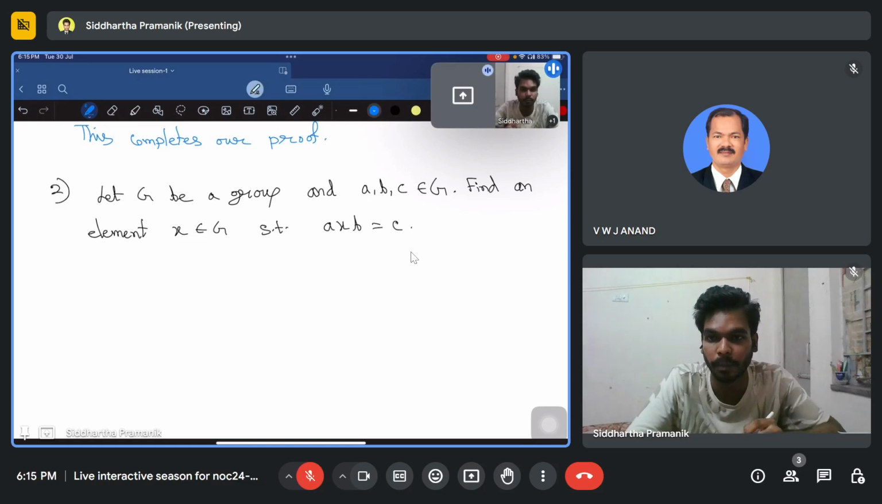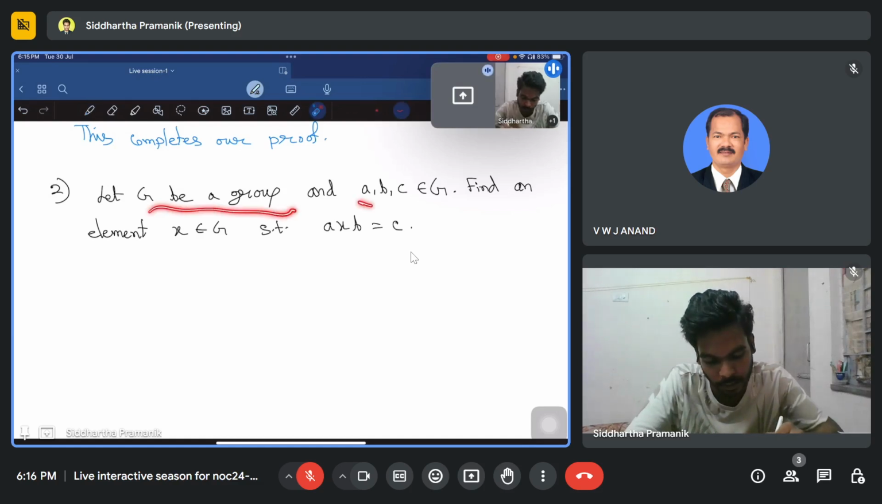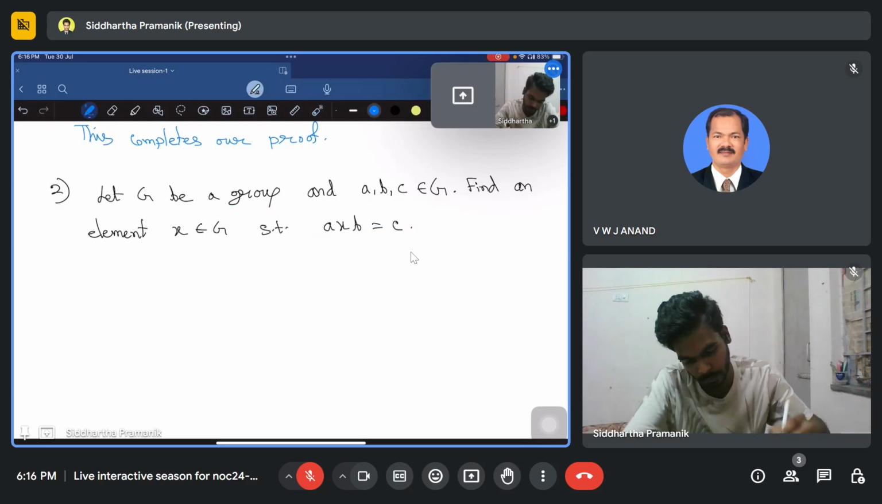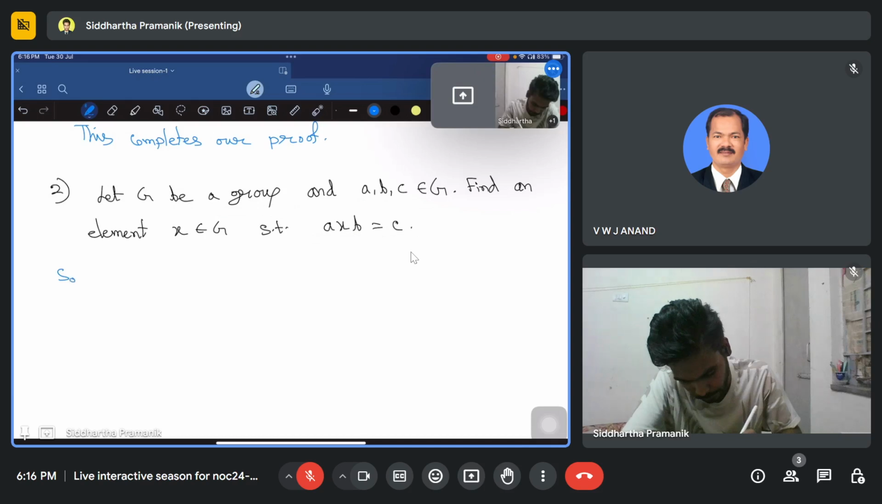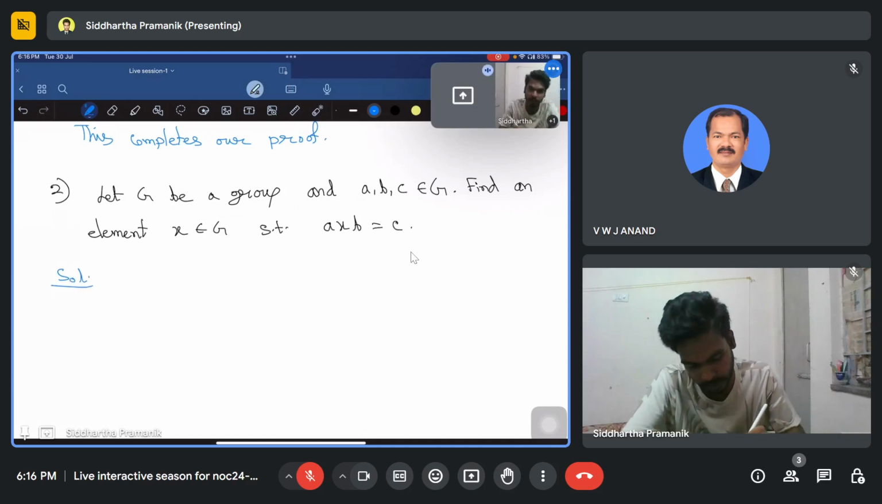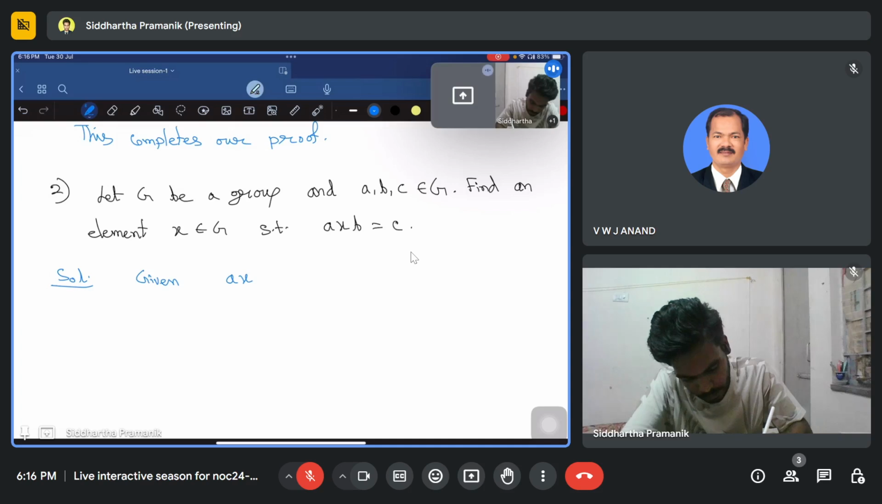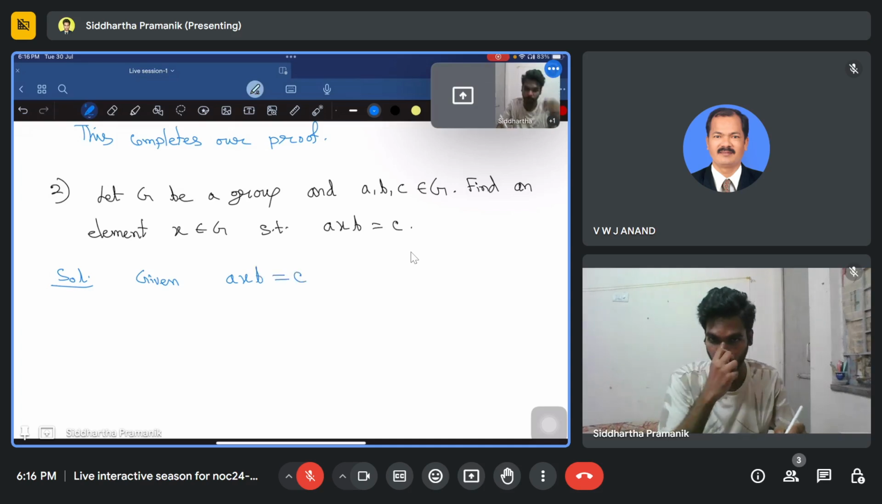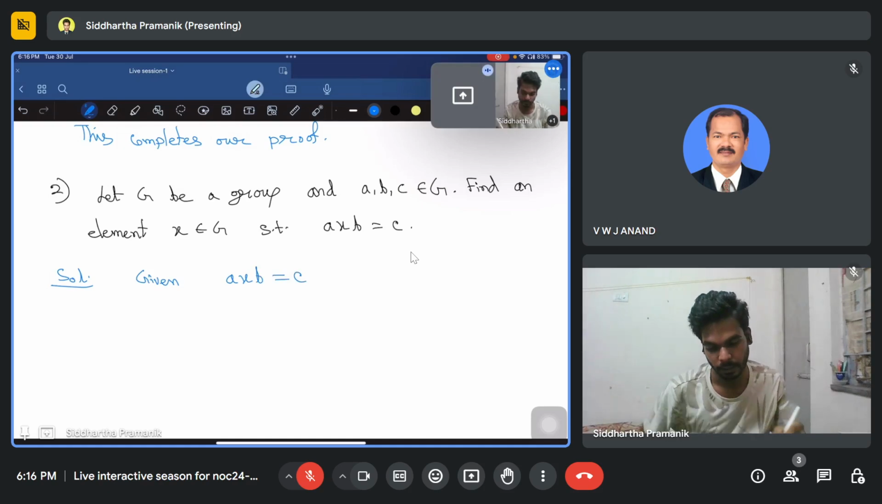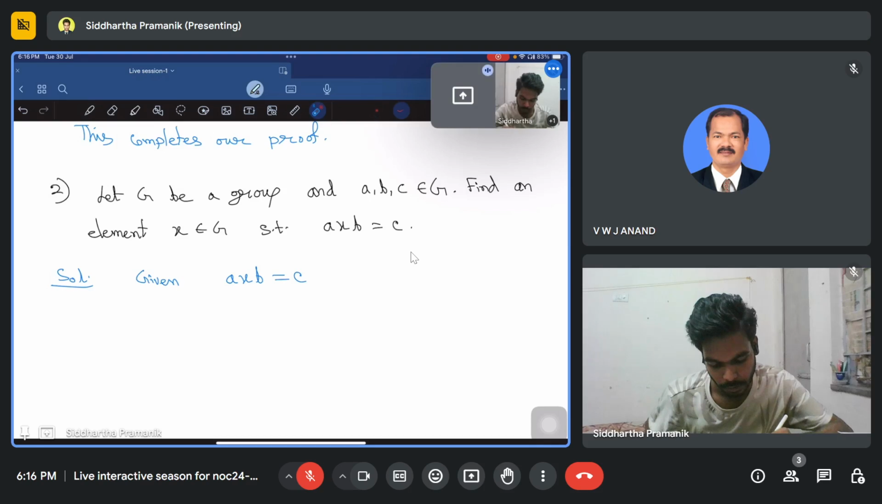So read the problem. G is a group. A, B, C are three elements of G. So we need to solve this equation for X in this group G. Okay, so let's do it. Let me write down the equation. It is given that AXB equals C. So we need to solve it for X. That means we need to find some value of X for which this equation holds, right?